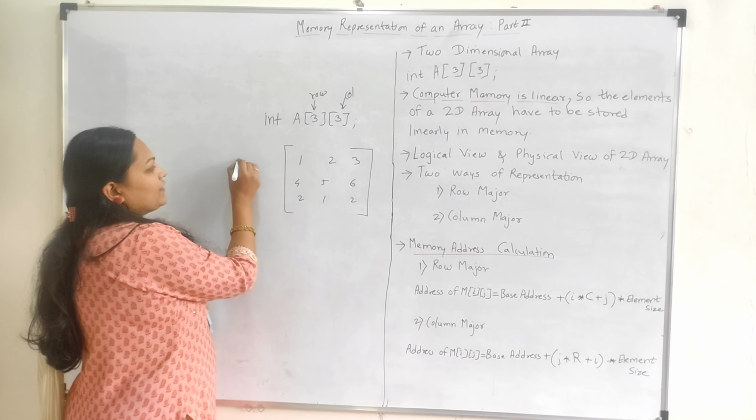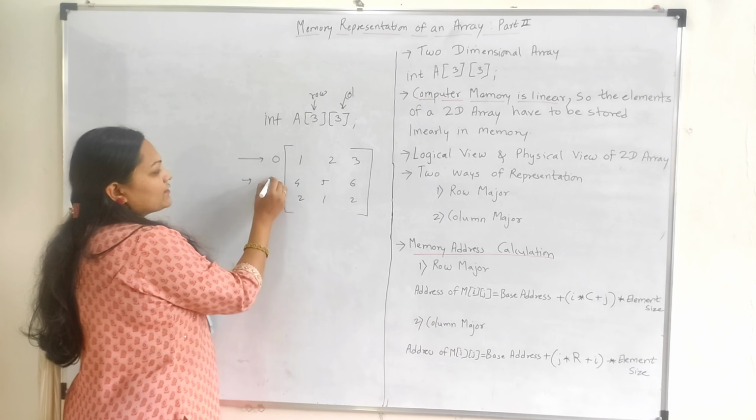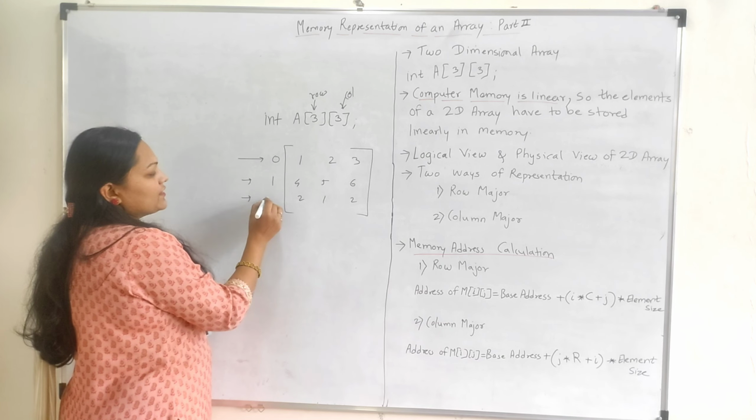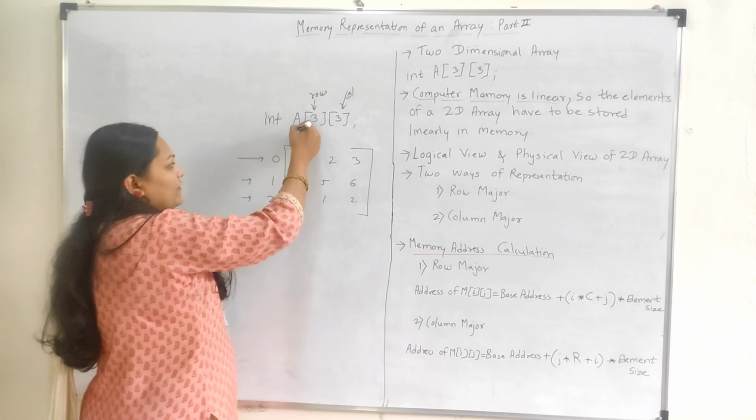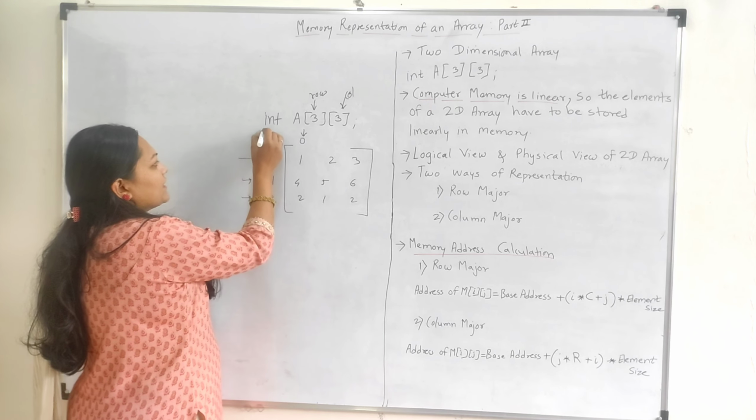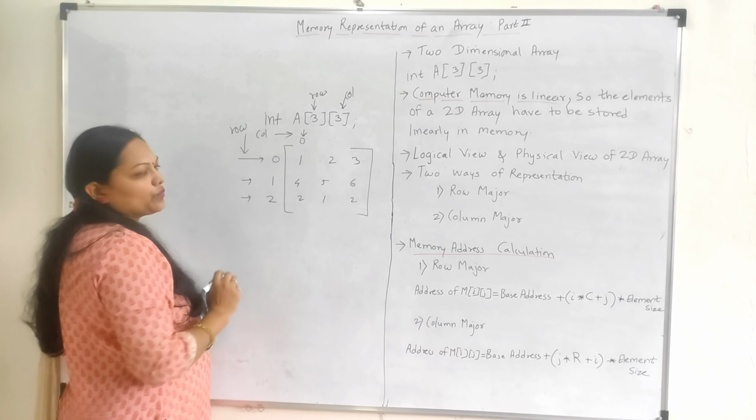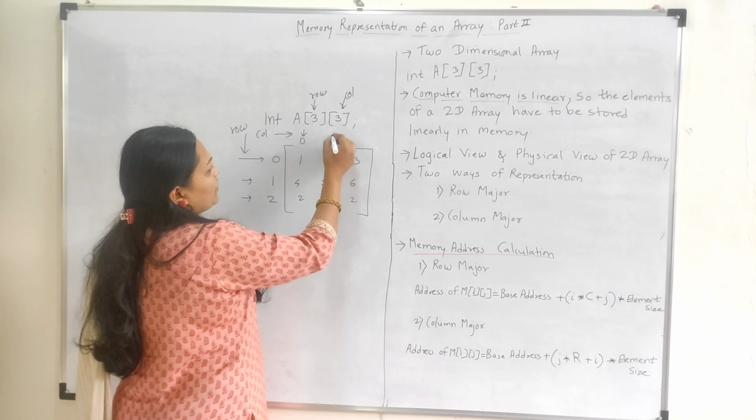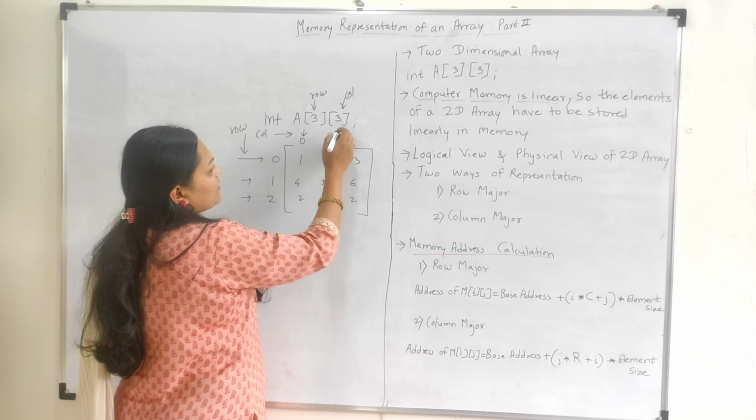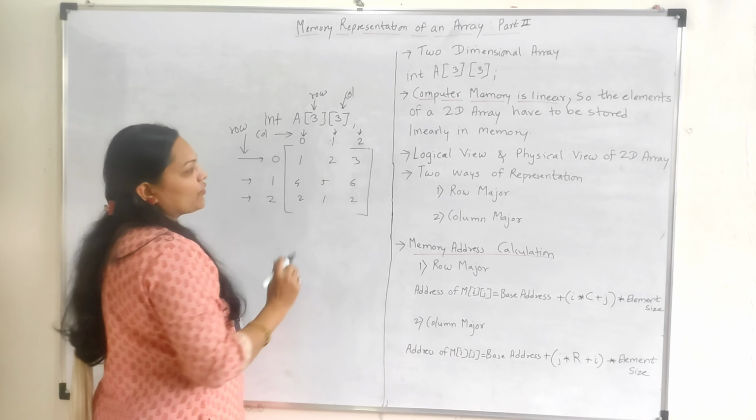So the index for this is 0. This is the 0th row, this is the first row, and this is the second row. If you are considering columns, this is the 0th column. This we can say is a column, and this we can say is a row. This is the 0th column, this is the first column, and this one is the second column.